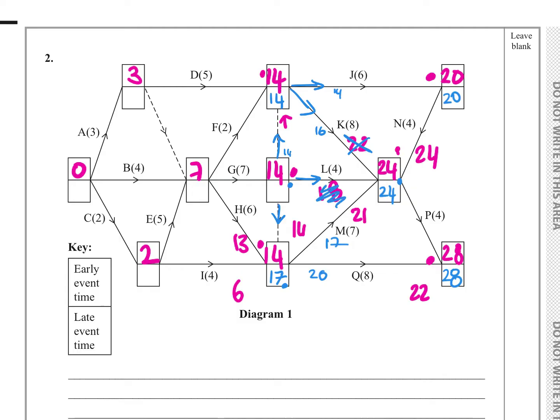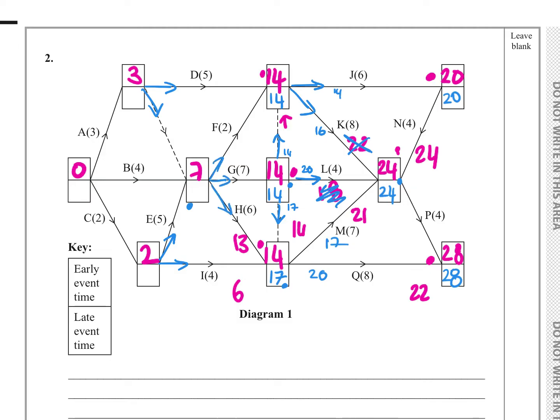24 take away 4, 20. 17 take away 0, 17. Which one am I going to choose? 14. Perfect. Okay, this one's easy. I've only got 2 coming in. This one I've only got 2 coming in. So I am going to have to figure out this one first, aren't I? This one's got 3 going into it.